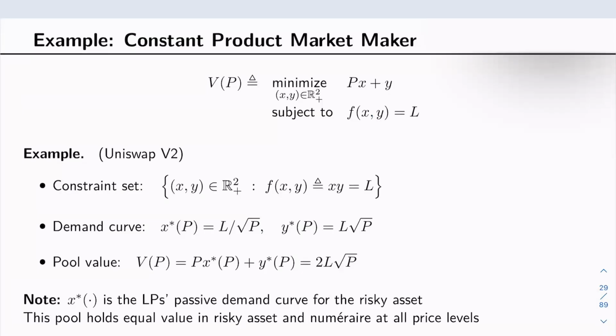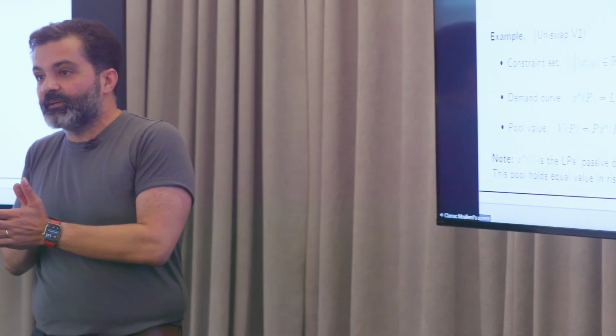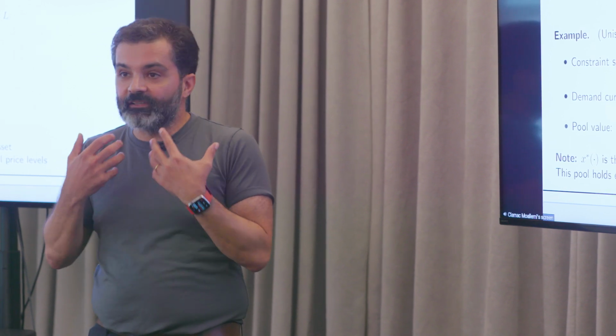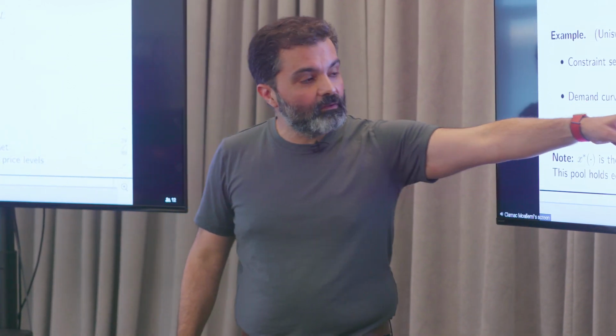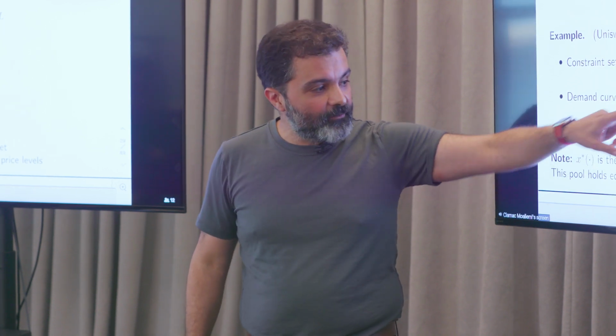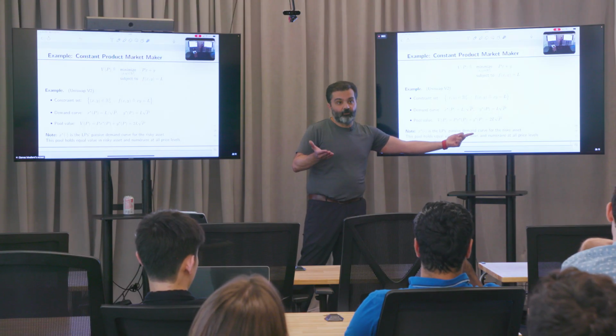I do want to make two other points also. If you look at this X star, this is the holdings of the risky asset as a function of its price. What you'll observe is that this decreases at a rate of 1 over the square root of price. In other words, as the price of the asset goes up, arbitrageurs will buy the asset from the pool, and the pool will hold less of the asset, and it will occur at that rate. This is going to be a very important object, and because of that description, we call it the demand curve for the risky asset.